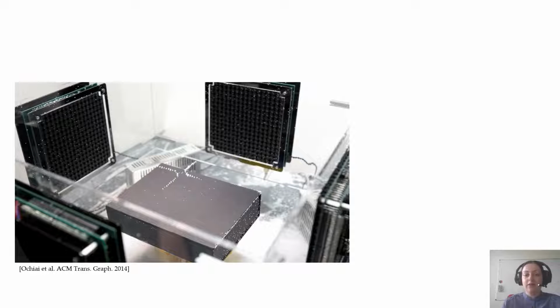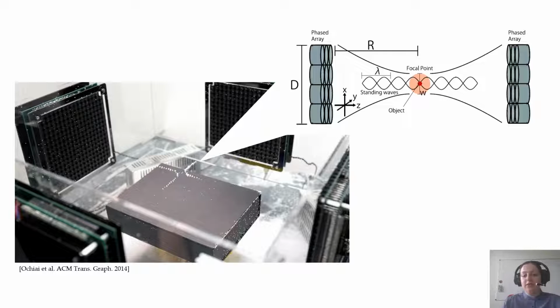But first, what are levitation interfaces? Levitation interfaces use acoustic radiation force to trap levitating matter in midair. The levitating matter is composed of individual levitating particles, analogous to pixels on a 2D screen. The particles are suspended in midair using focused ultrasonic waves, emitted by opposing arrays of phase transducers.